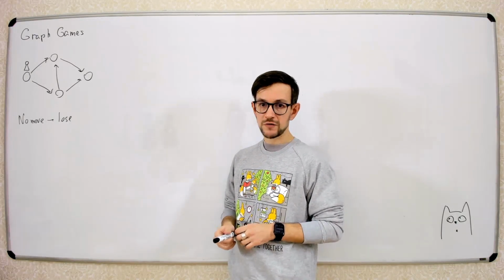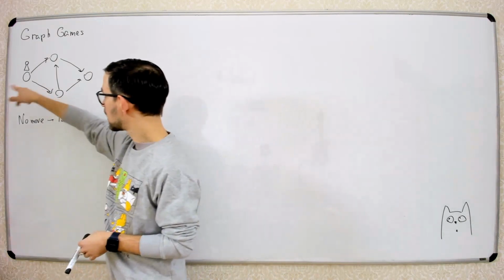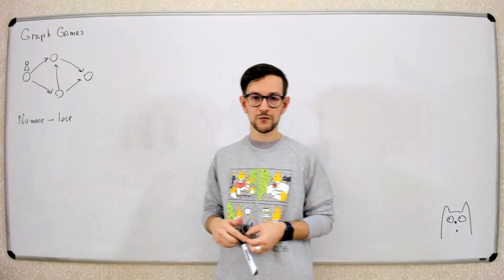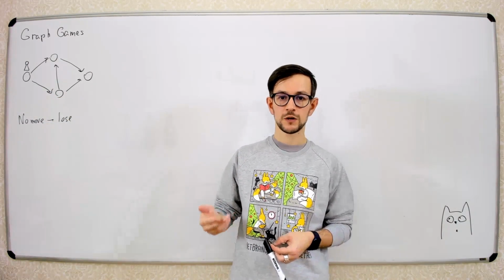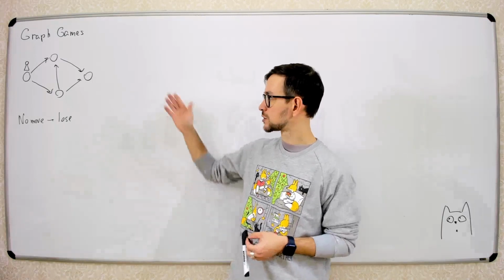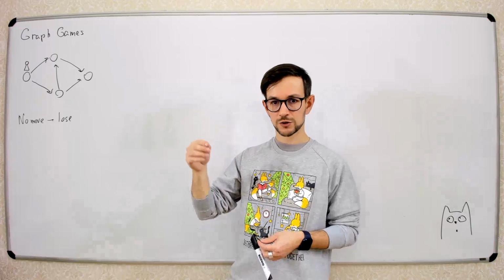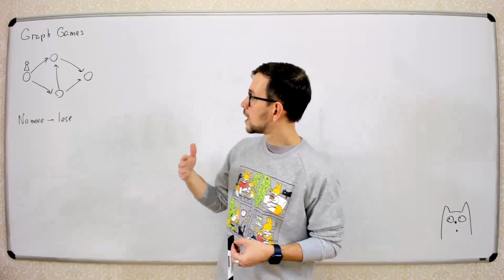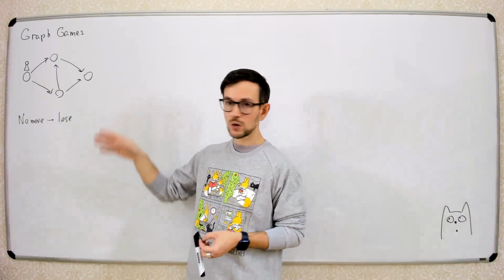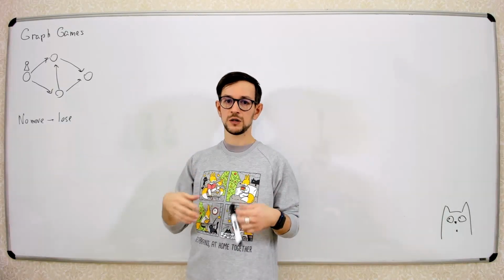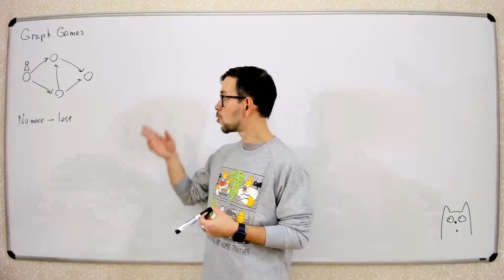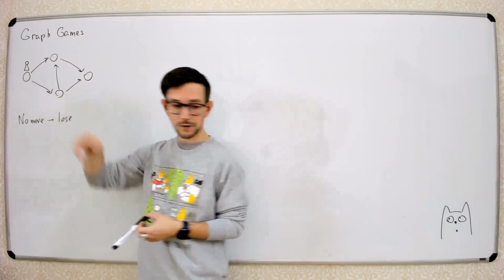And the question is, if you put the token here, who will win if both players play optimally? There are two players, and there are no ties. In every game there is some final node where there is nowhere to move. So if there is no tie, then one of the players will win. The question is to determine who will win if you place the starting token here.